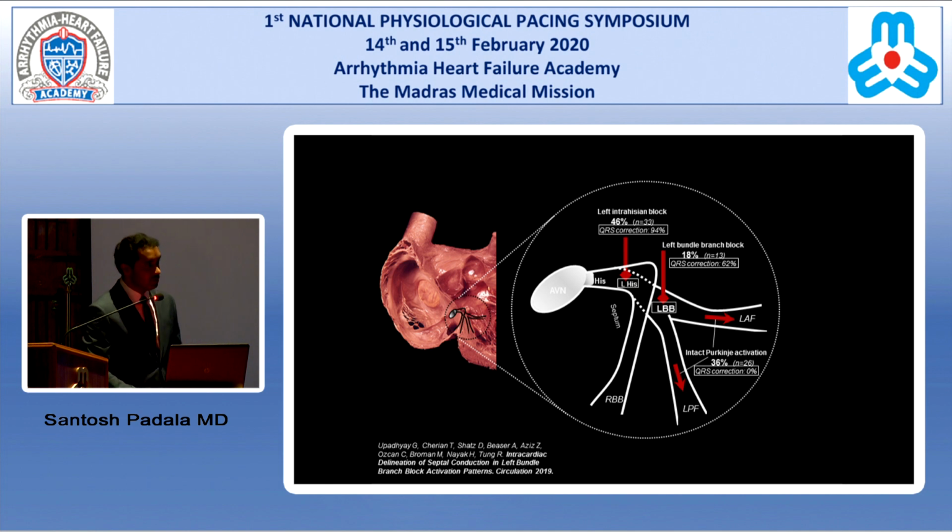So these are the patients who have left bundle branch block at baseline, but about 35% had intact Purkinje activation. That tells you that in those patients who have intact Purkinje activation, even if you put a His bundle lead or a left bundle branch pacing lead, it's not likely going to correct the widening of the QRS. So those are the cases which won't be able to be corrected with His bundle or left bundle branch area pacing.